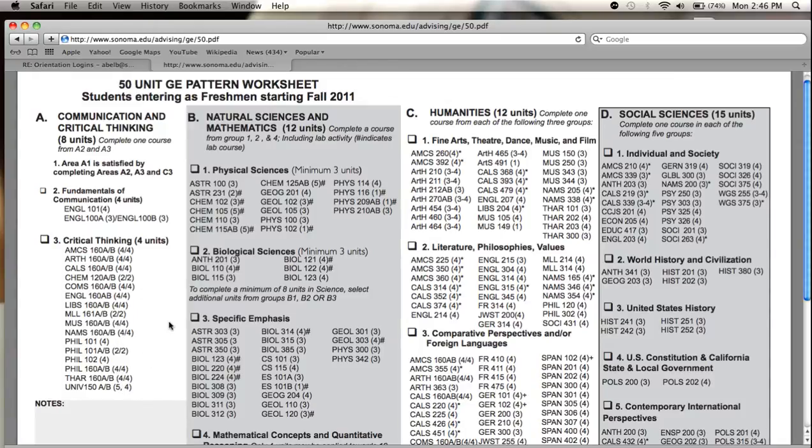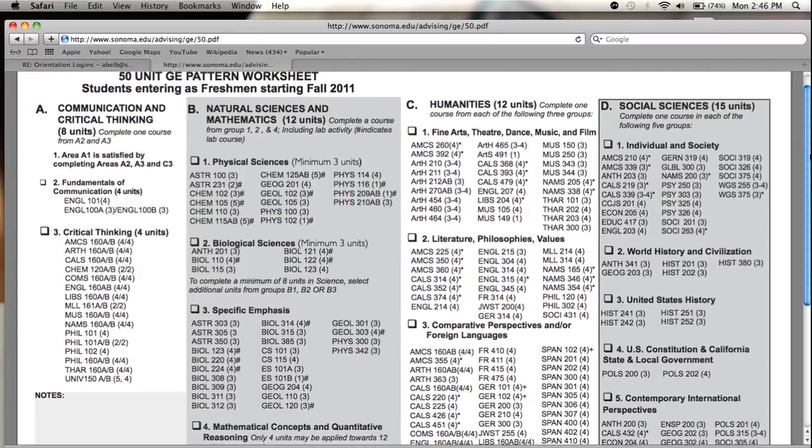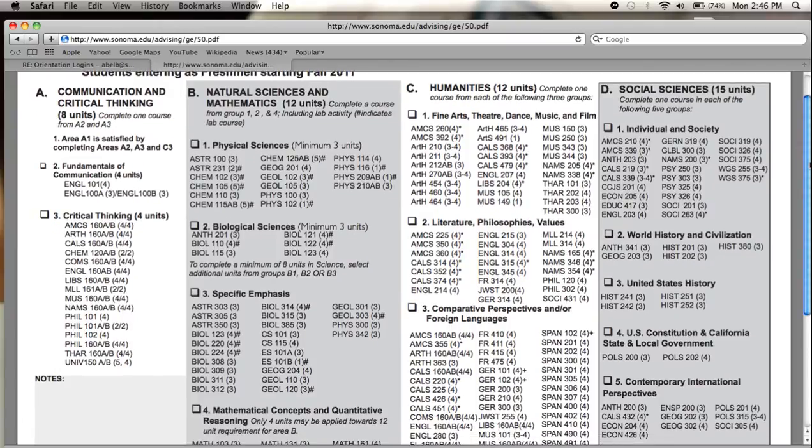So for Area A, just take one course here and one course here in A2 and A3, and you must take a total of 8 units from this category. And category B is the natural sciences and math category. So you basically need to complete 12 units from these 4 categories. You have to take a class from B1, B2, and B4.